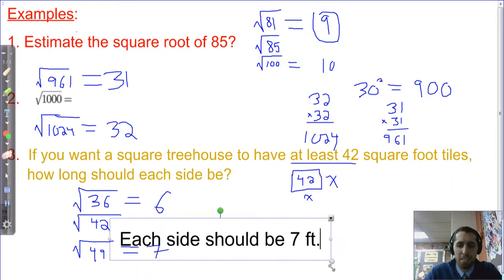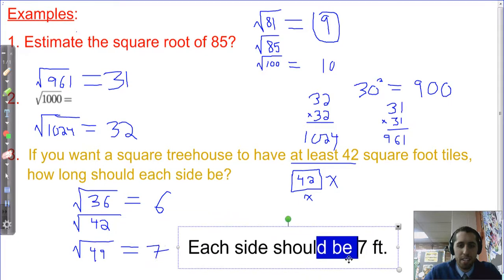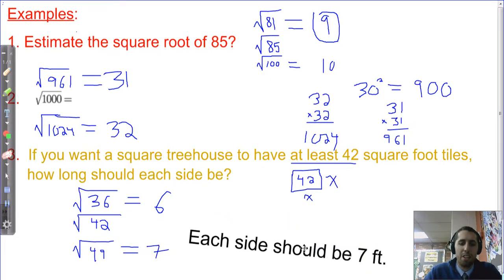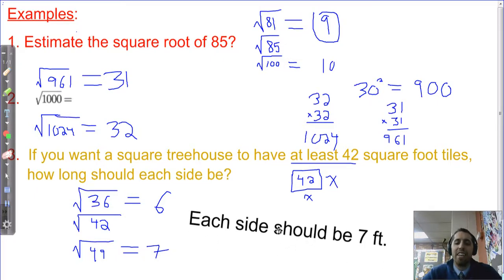I'll make this a little smaller so we can read it. And turn it a little bit for you too. So we're thinking about the side there. That would give us an area. We would need 49 square foot tiles, but we would be using at least 42. So we'd be using enough and not too many more, like a treehouse mansion.